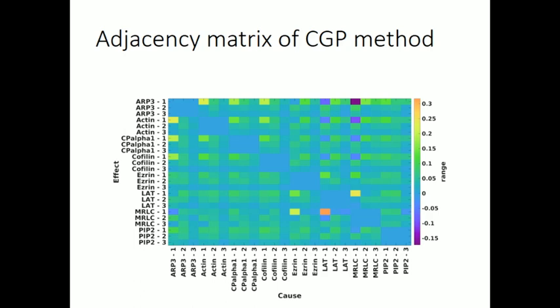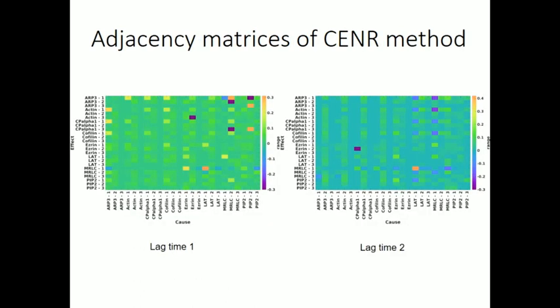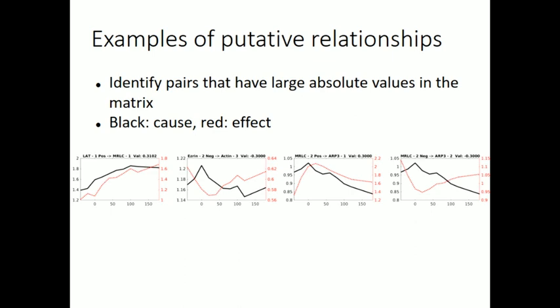And here are the matrices for the other method, the elastic net method. Now we have a different matrix for each time point, but they're also showing the same thing, that there are certain hotspots where particular proteins are interacting. I'm just going to quickly show you examples of some of these relationships.